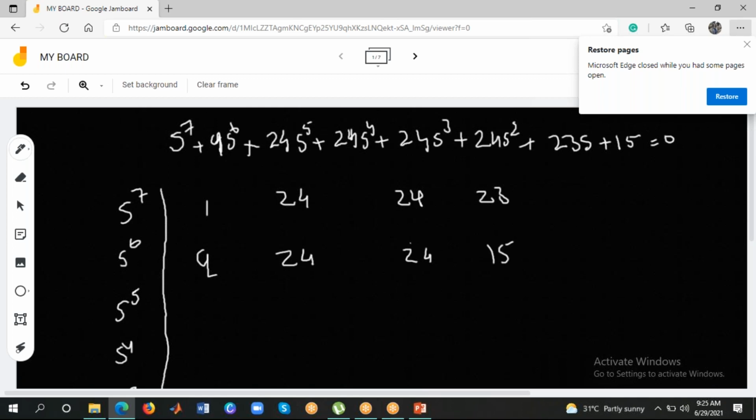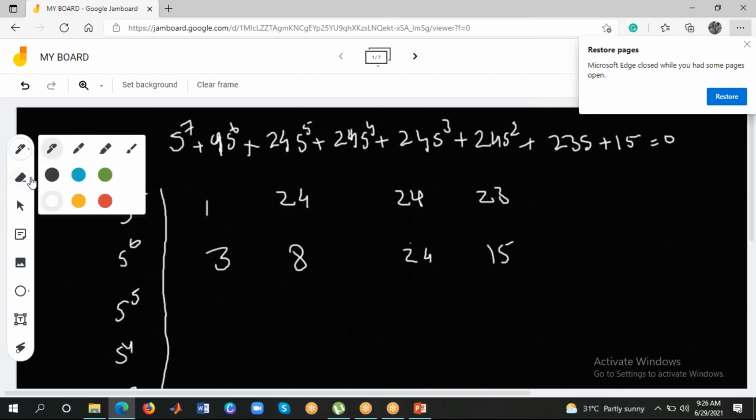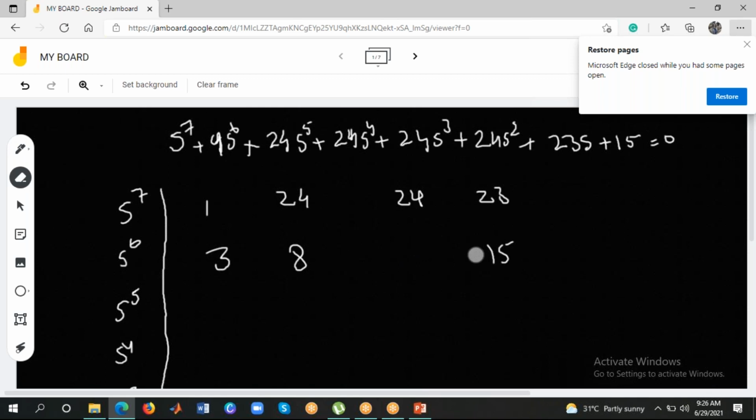Then find the S power 5 row. You can reduce this counting also by dividing by 3. So you can write here by 3. 3 3s are 9. Next you can write 8 here because 3 8s are 24. And here also you can write 8 and 5. Then find the first element of S power 5.